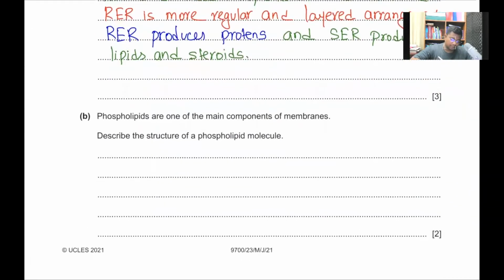Question number 1, part B. Phospholipids are one of the main components of membranes. Describe the structure of a phospholipid molecule. So a phospholipid molecule has a phosphate group and 2 fatty acid chains. The fatty acid chains are joined to the glycerol molecule by means of ester bonds. The fatty acid can be saturated or unsaturated.